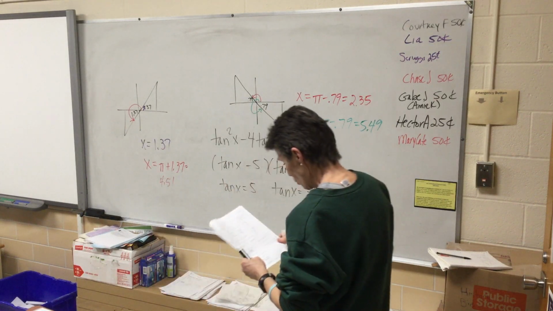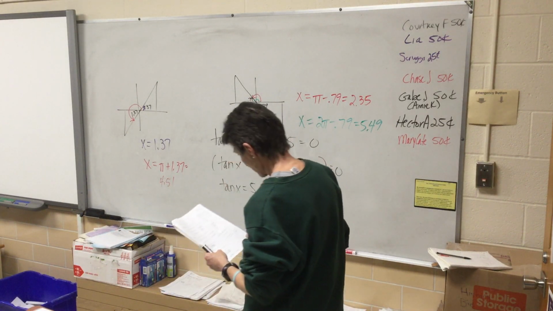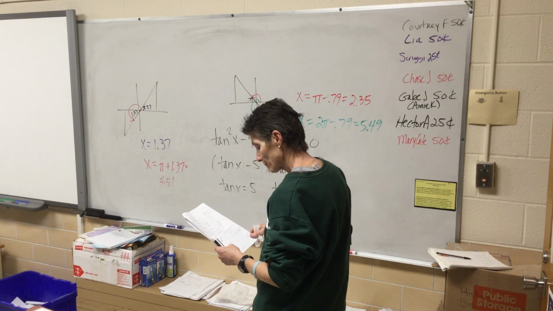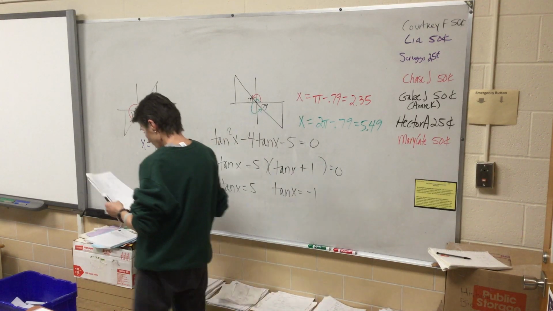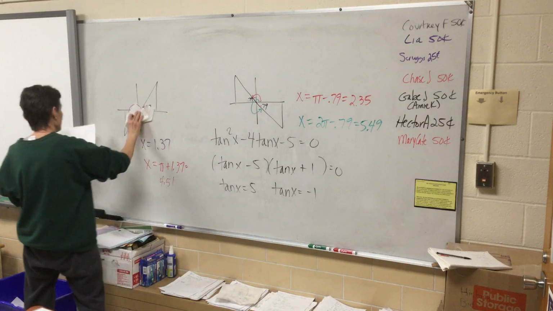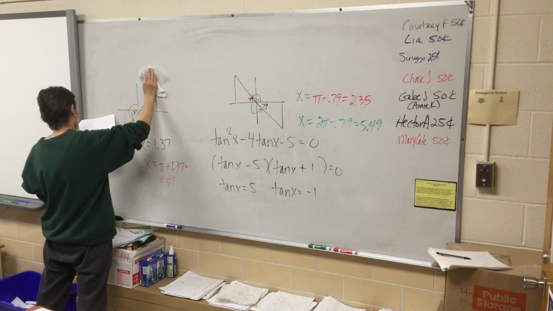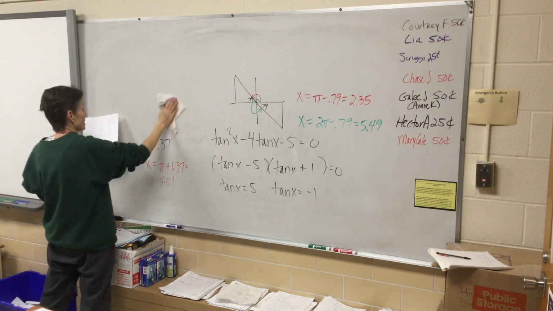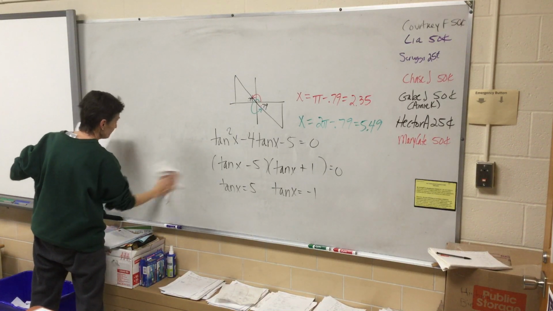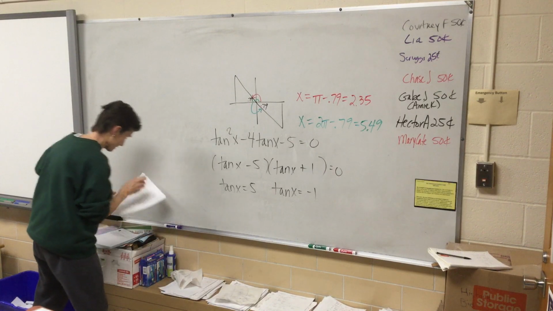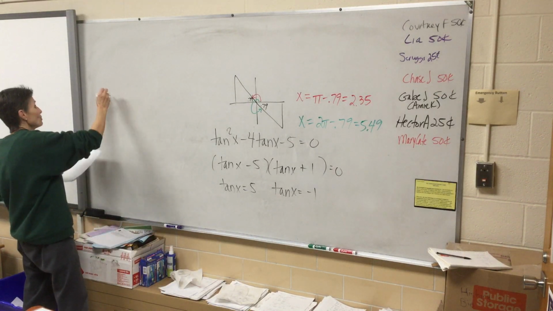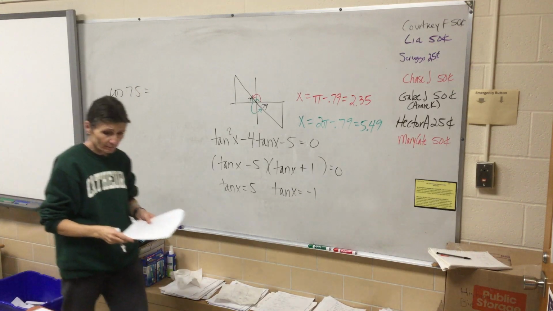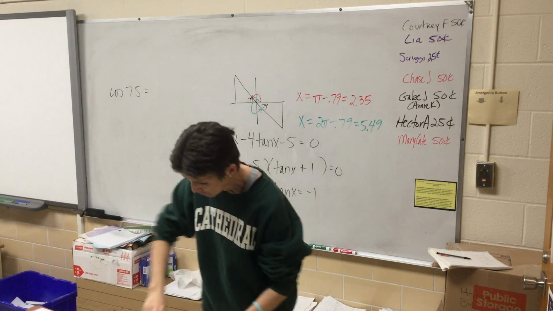All right, anybody have a question about that one? All right, let's look at number 6. And let's do A and B for number 6. So we have the cosine of 75. We'll start with that one. What's going to be our strategy?